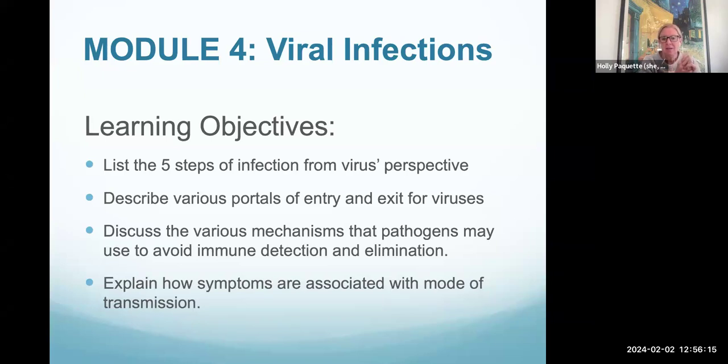I'd also like you to think about the different mechanisms that pathogens can use to avoid immune detection, meaning that our immune system wouldn't be able to detect them and eliminate them. Many viruses have mechanisms that allow them either to hide or to make it so that the immune system is not as efficient. Then we have talking about how symptoms from different infections can actually help in the transmission of the virus.